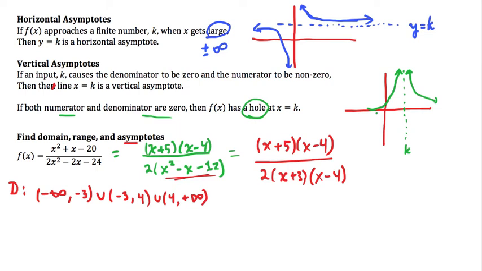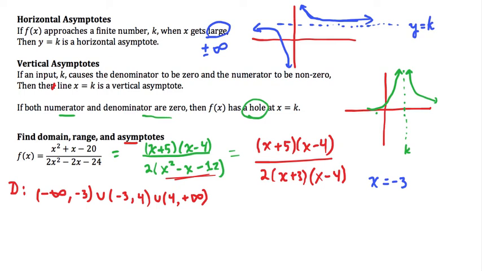Let's look at what happens if we put in 4, right? So this is what I mean. Let's look at the vertical asymptote definition. At x equals -3, the denominator is 0, but the numerator is not 0.